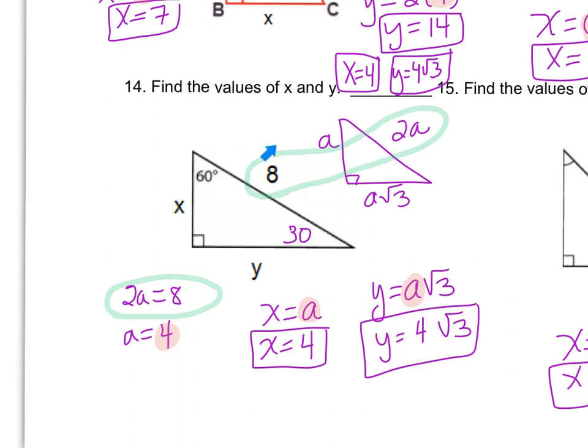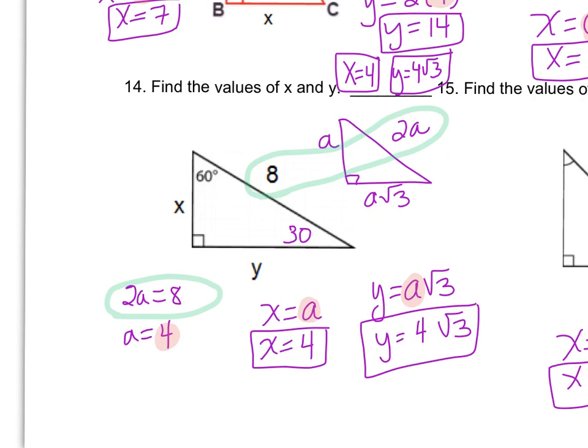So the only place they gave me a number on my triangle is at 8. And that's the hypotenuse in my pattern. So I'm going to set those two equal to each other. So 2a equals 8. That means a equals 4. So if I'm finding x, x is supposed to be equal to a, which means that if x is equal to a and a is 4, x is equal to 4.